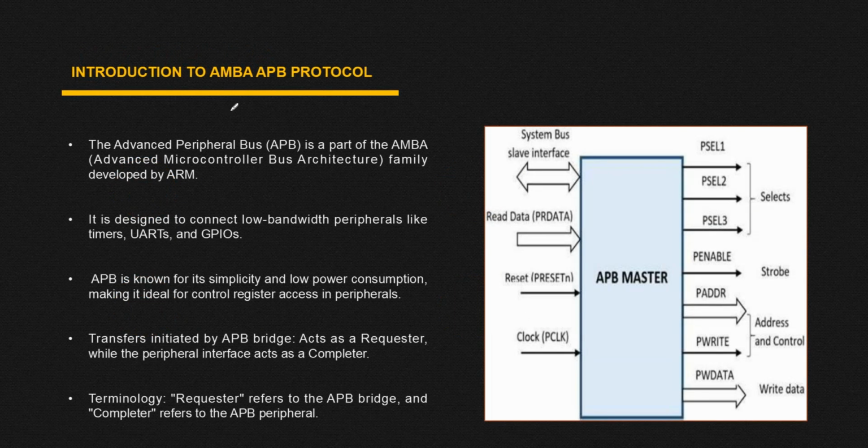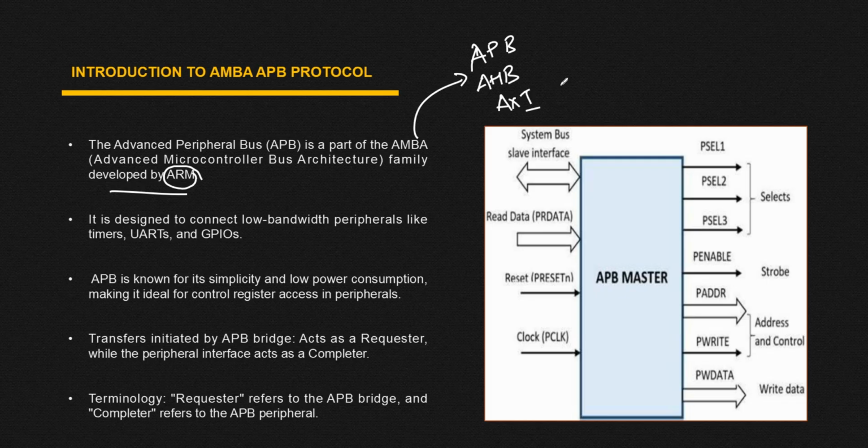Now, introduction to the AMBA APB protocol. So APB stands for Advanced Peripheral Bus. It's part of the AMBA family which was developed by ARM. So ARM is an organization. ARM has provided us many protocols which come under the category of AMBA, that is APB, AHB and AXI. All these three are on-chip protocols.